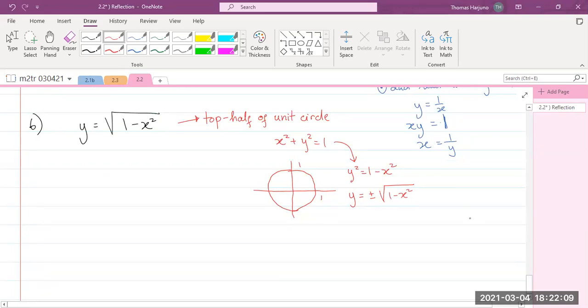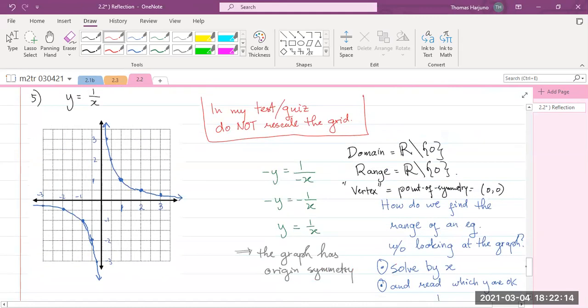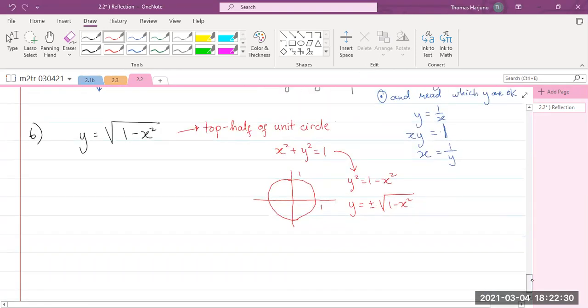Then you will see the domain and range part of that one. Here, all real numbers except 0. Somebody asked, can you show again the domain and range for part 5? The domain and range are all real numbers except 0. Now let me go back down.